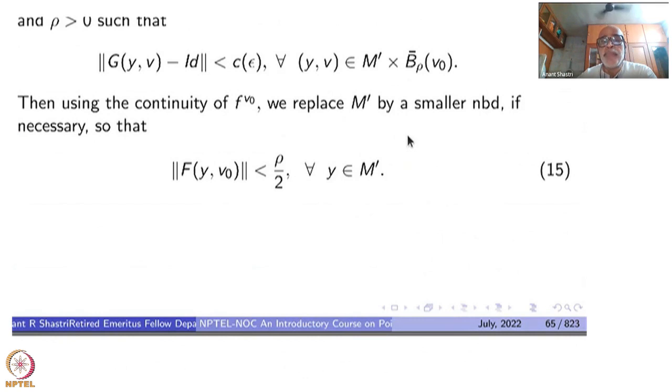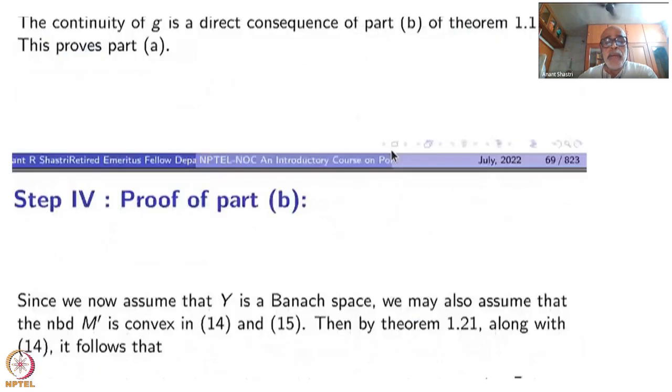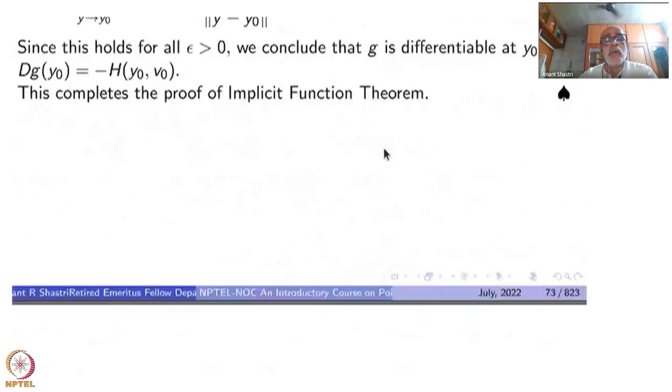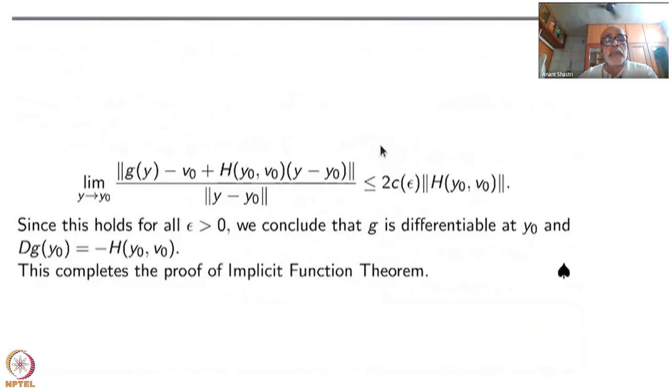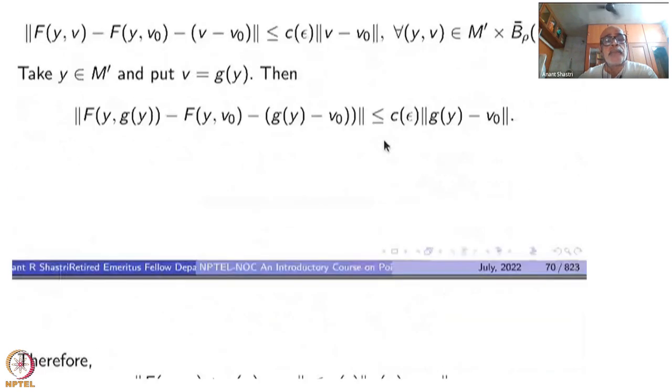So the choice of M prime being convex doesn't make sense in an arbitrary topological space. So we couldn't have said that here. But once we know that Y is a Banach space, we can make this one a convex set also. Okay, a convex neighborhood of the point Y naught. So having made that demand on M prime, let us continue now for the proof of this part.